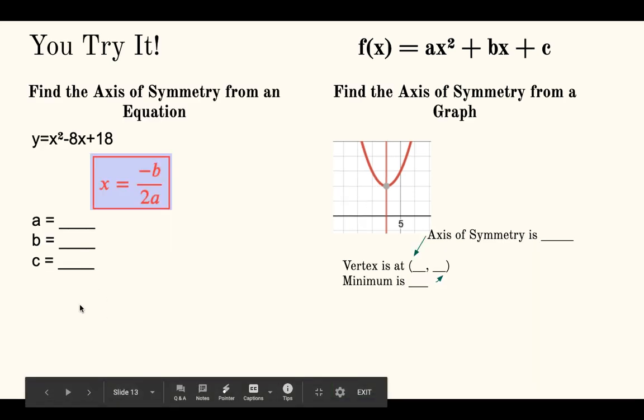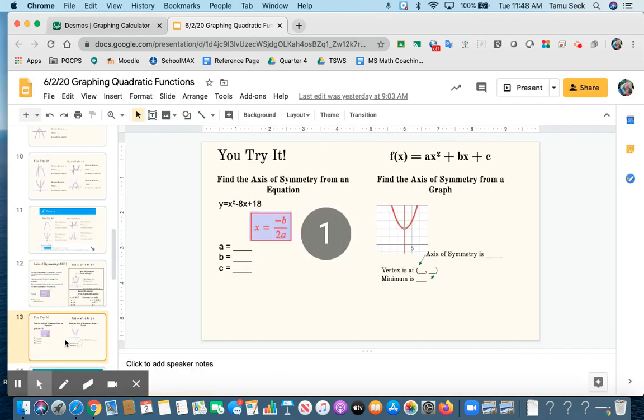I used this formula incorrectly in the last video, which is why I recorded the video again. Okay, in this ax squared plus bx plus c, a is the number in front of x squared, so that's 1. b is the number in front of x, so that's negative 8. And c is 18. So we're using this formula: x is equal to negative b over 2a. So we have x is equal to negative b, which is negative negative 8, over 2 times a. So a is 1. So this is 2 times 1, which is 2. And that's equal to 8 over 2, which is 4. So the axis of symmetry is 4.